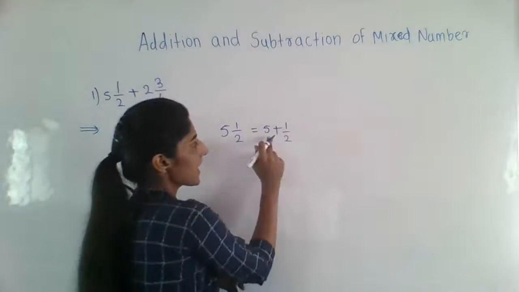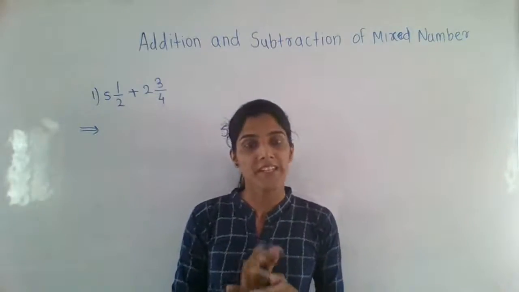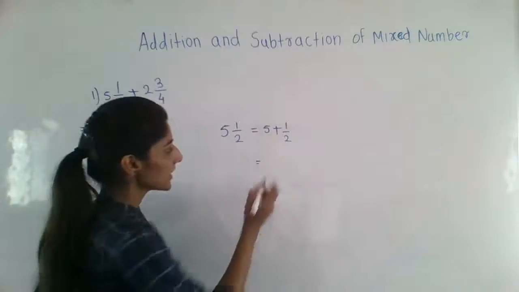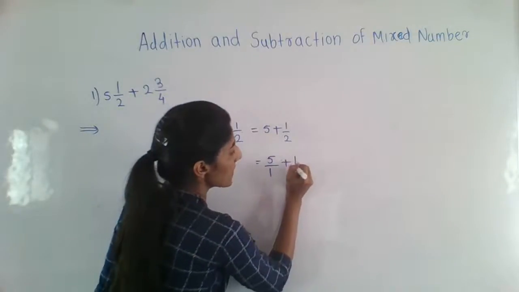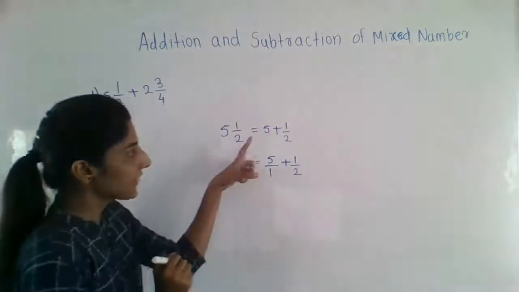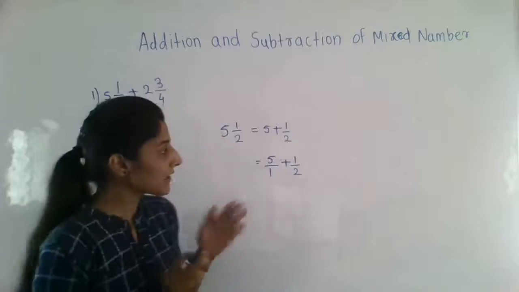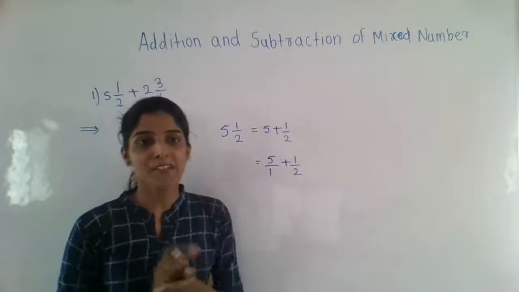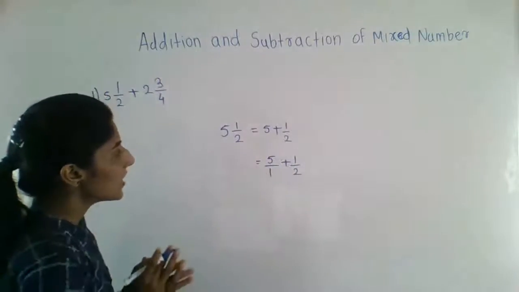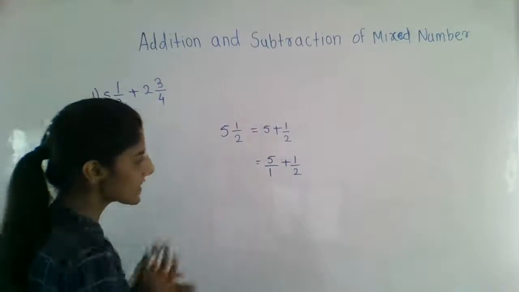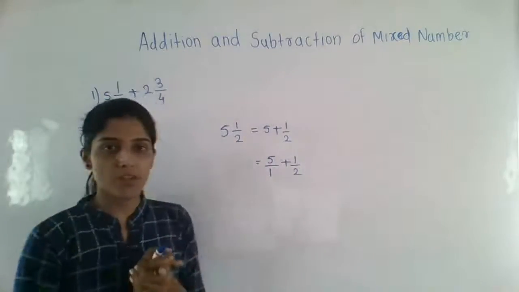Here you can see that the denominator is absent. When the denominator is absent, we consider it as 1. Therefore 5 by 1 plus 1 by 2. Every time the denominator is absent, we will take it as 1. Now we have to add these two numbers. Now how can we add these two numbers?